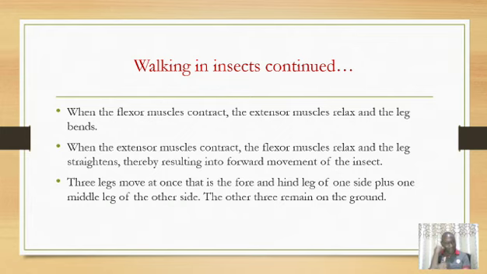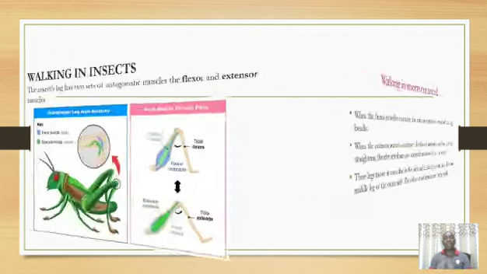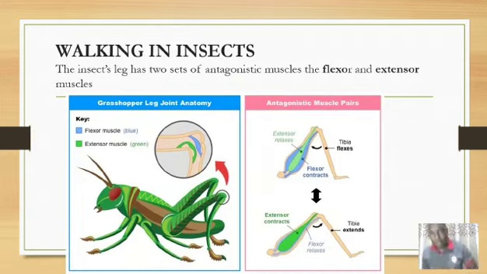The leg bends. And when the extensor muscles contract, the flexor muscles relax, thereby straightening the leg, bringing about forward movement. May we focus on these drawings or images with a pink heading. The upper one, we see extensor muscles relax, flexor contracts. What happens? The tibia flexes or the leg bends.